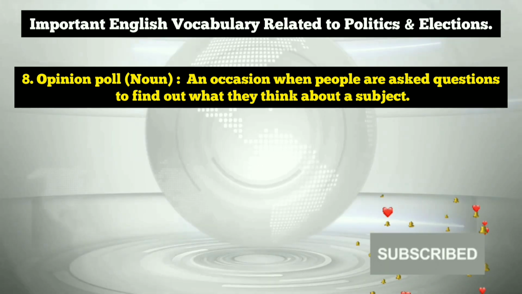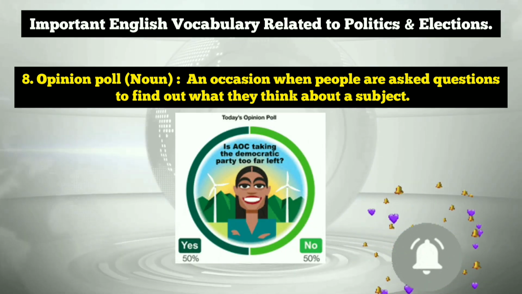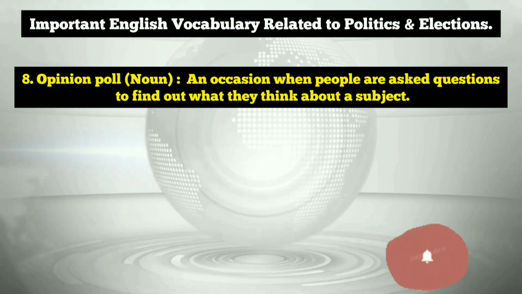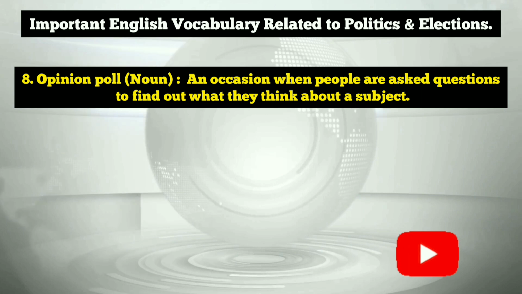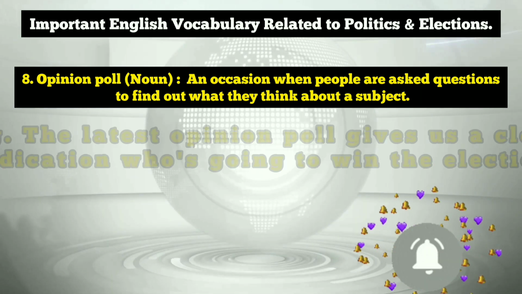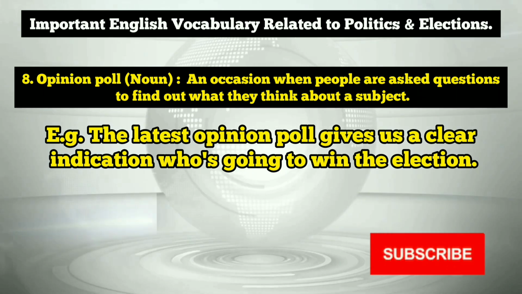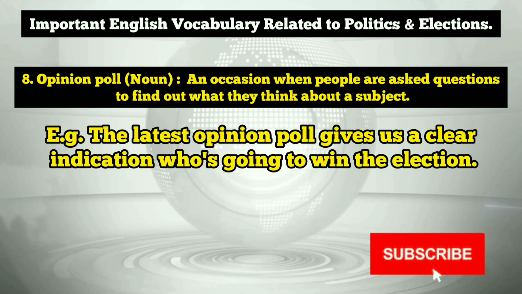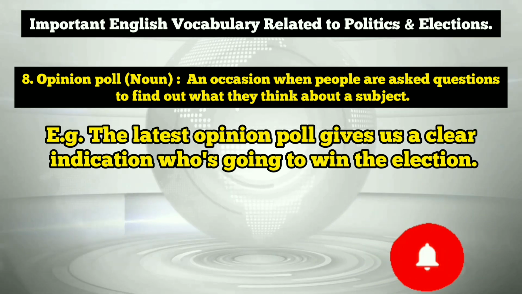It can be an election, about a particular party, about a particular constituency or a candidate. When someone is asked questions to find out their opinion, that's called an opinion poll. So let me show you how to use it. The latest opinion poll gives us a clear indication who's going to win the election. Obviously, we get a clear indication from the latest opinion polls also.